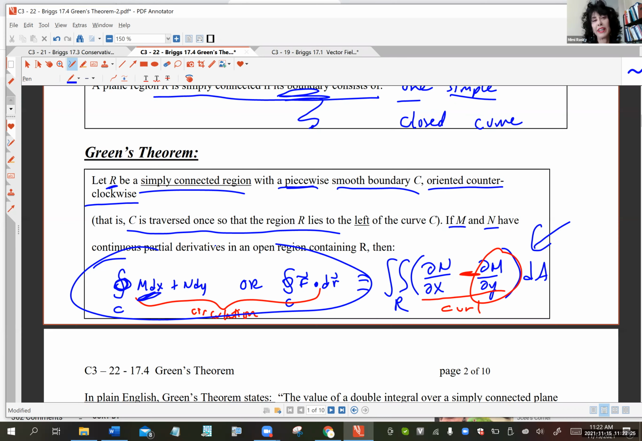And then we're going to get an answer. Then we're going to do the right-hand side of Green's, which basically is Green's. We're going to do the corresponding double integral, and we're going to evaluate that, and we better get the same answer as the left-hand side. And that's what a verify does.